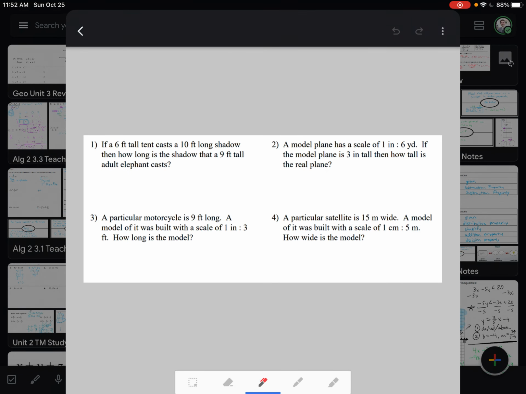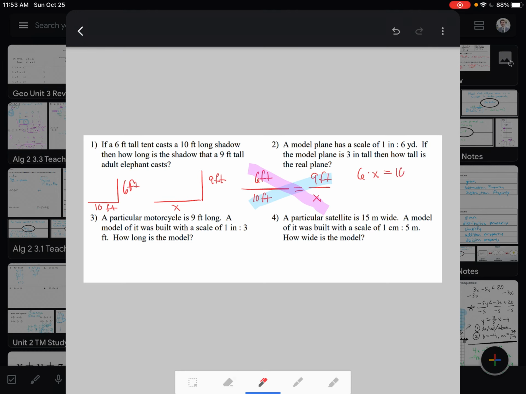All right, last step, we got some proportional reasoning word problems. Again, thinking back to that example of the Empire State Building. So we have a 6-foot tall tent that casts a 10-foot shadow. If we had a 9-foot tall elephant, what is the proportion that will set us to x? How big is that shadow for that elephant? So 6 foot tall over a 10-foot shadow, 9-foot tall elephant over x for the shadow. We don't know that. And again, it just turns into a proportional reasoning question.